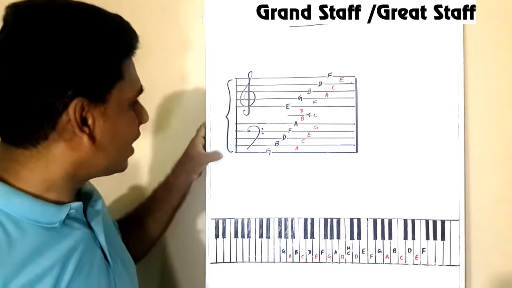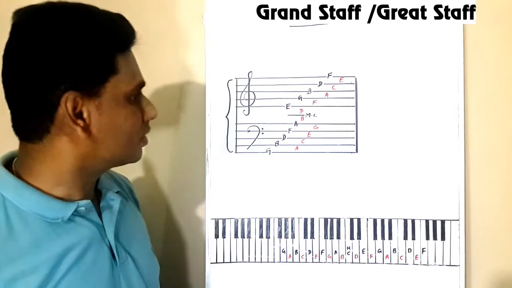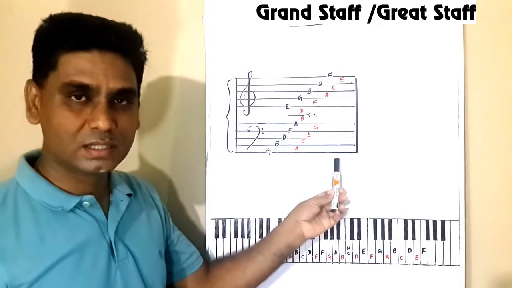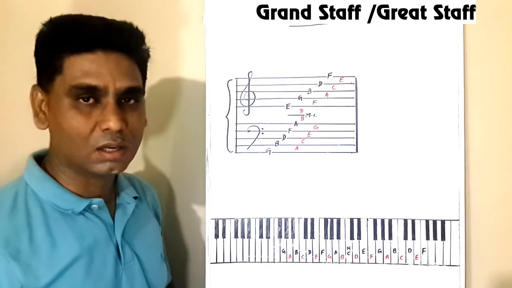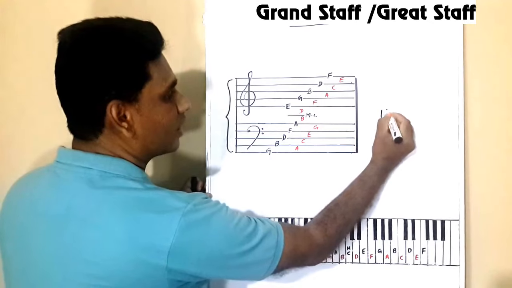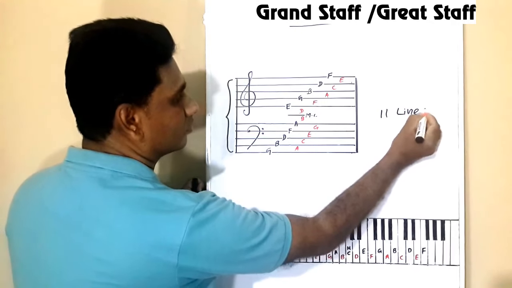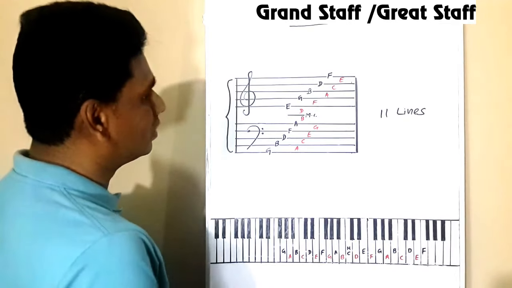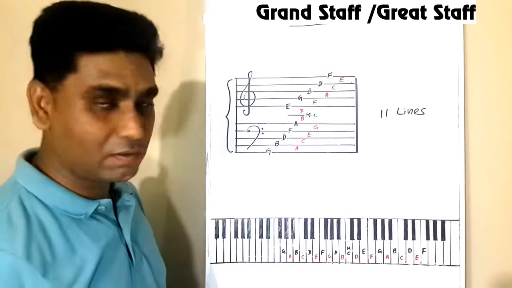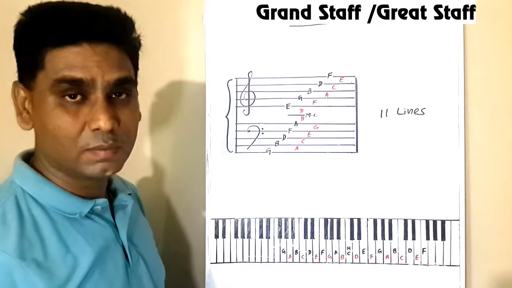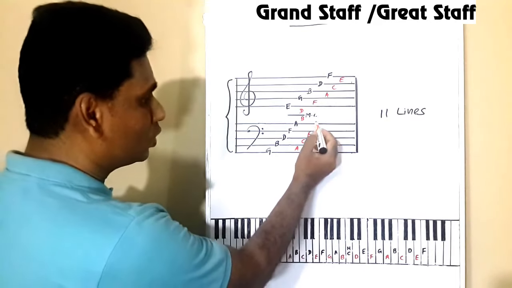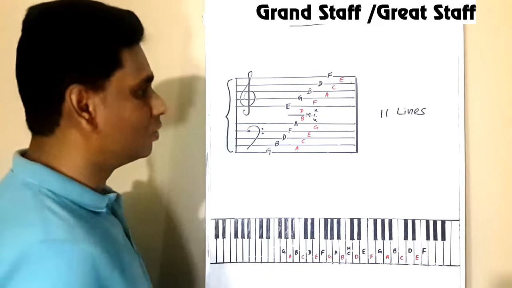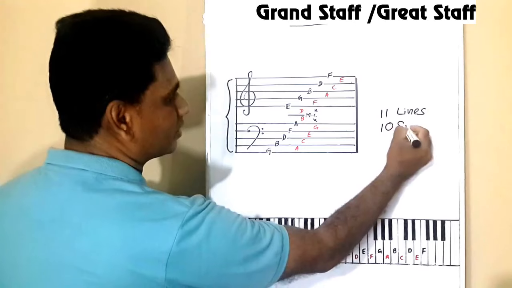When we see the grand staff, there are 11 lines. 5 lines from the treble stave, 5 lines from the bass stave, plus the middle C line. Altogether, there are 11 lines. And there are 10 spaces. 4 spaces from the treble stave, 4 spaces from the bass stave, plus 2 spaces in that area. Altogether, 10 spaces.